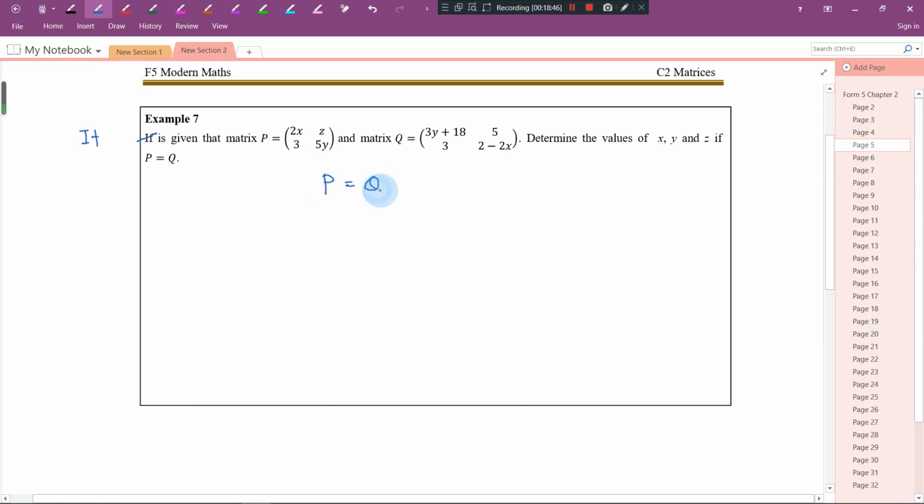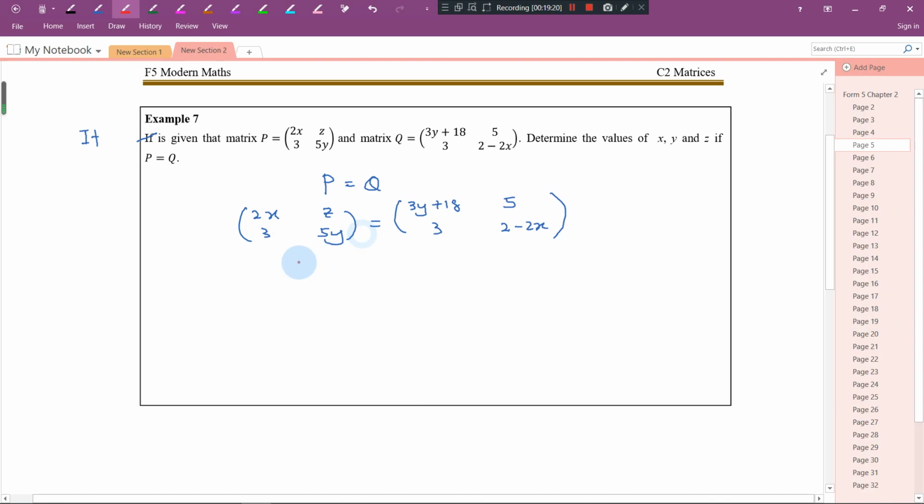P is equal to Q. It means that this is equal to this. 2x, Z, 3, 5y is equal to Q. Let me copy down: 3y plus 18, and we have 5 over here, 3, and the last one is 2 minus 2x. Okay, same order, right? 2 by 2, 2 by 2. And their corresponding elements must be equal as well, if they are equal matrices.